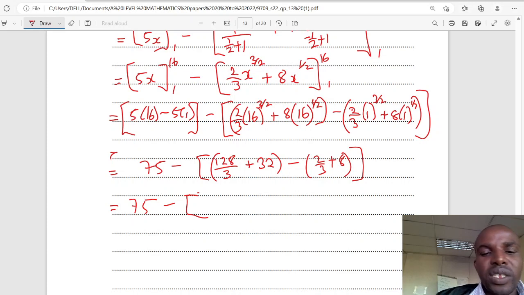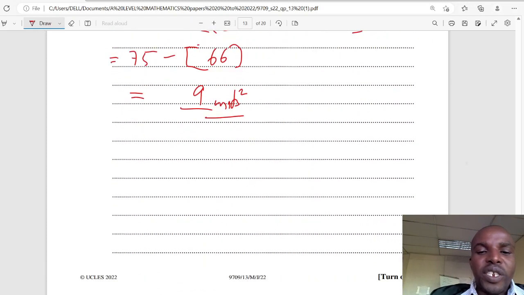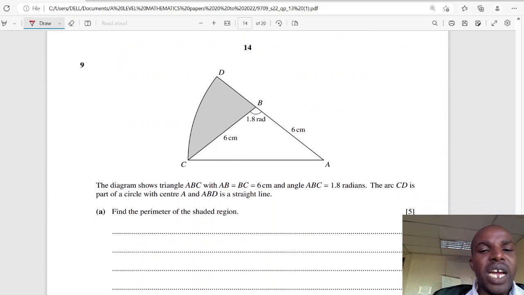Then you get 66. Then here you simplify 75 minus 66. What you get is 9. So this one is 9 square units. Done. Next part. Question number 9.